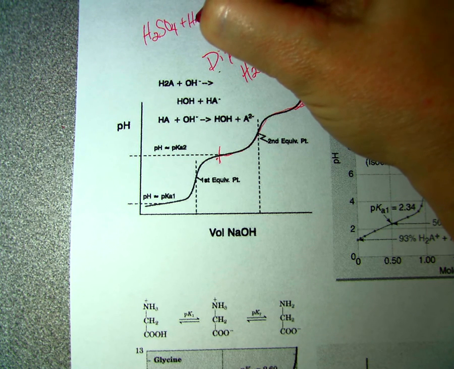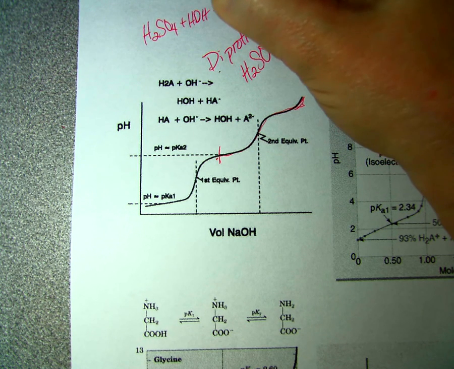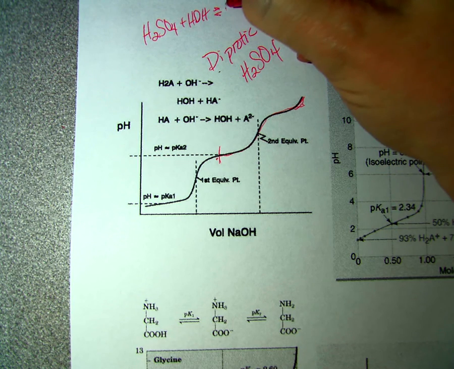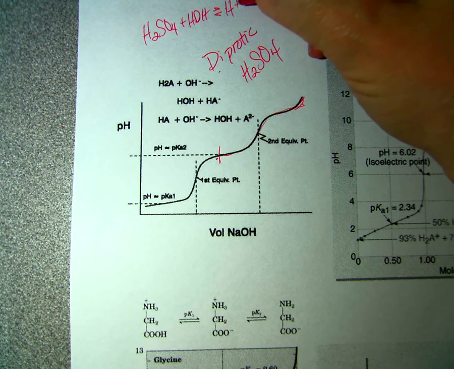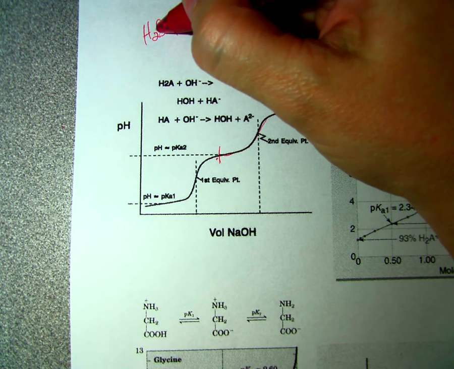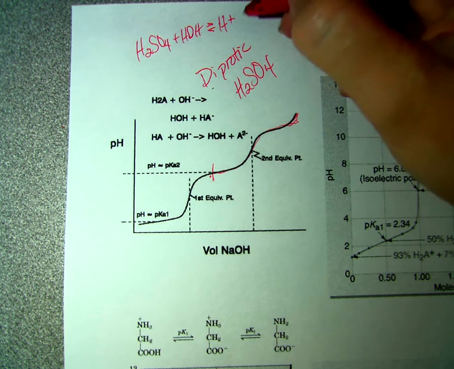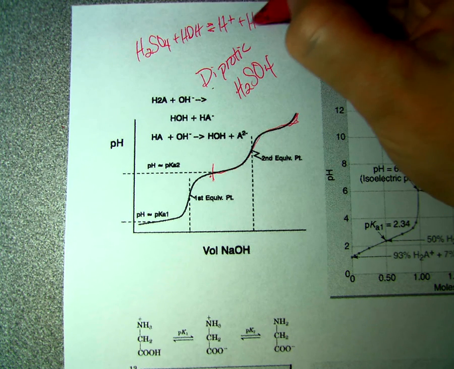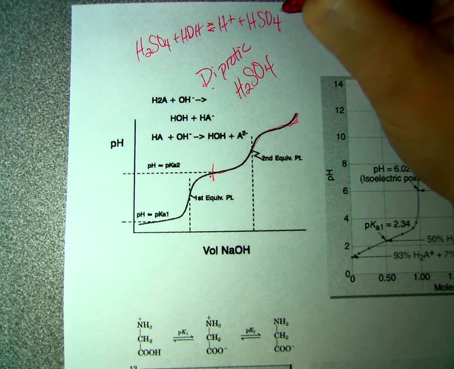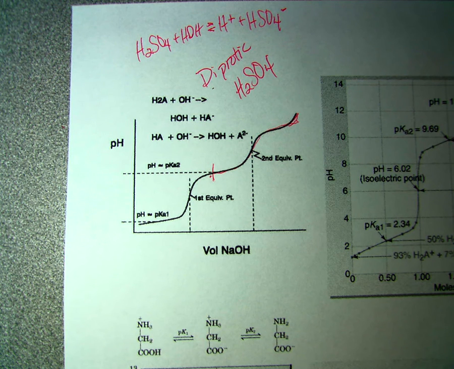Right, in water, the HOH is going to break down and H plus is going to come away. That hydrogen gives up an H plus, and you're going to wind up with HSO4 minus. Remember that? But if it gave away two hydrogens, well, it's giving away one in the first step.